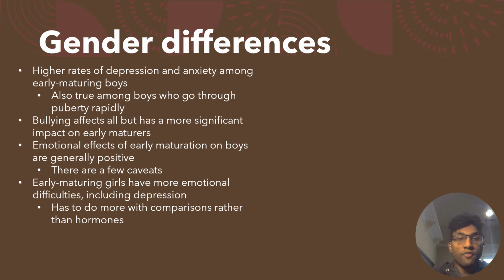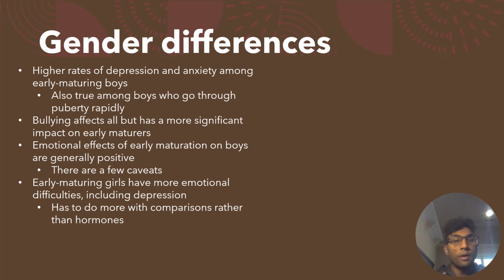Although the emotional effects of early maturation on boys are generally positive, early maturing boys are more likely to be involved in problem behavior than adolescents who are the same age but slower to mature, and more likely than their peers to get involved in antisocial and deviant activities. They're also more likely to use drugs and alcohol and engage in other risky activities even as young adults, which can further lead to depression.